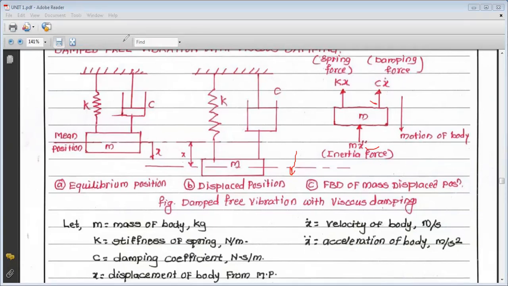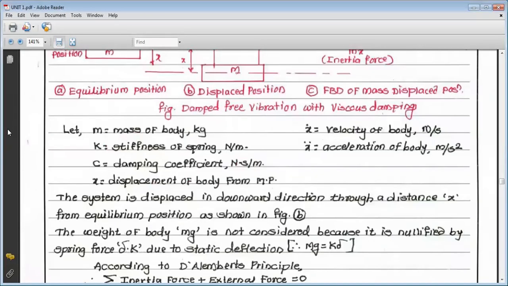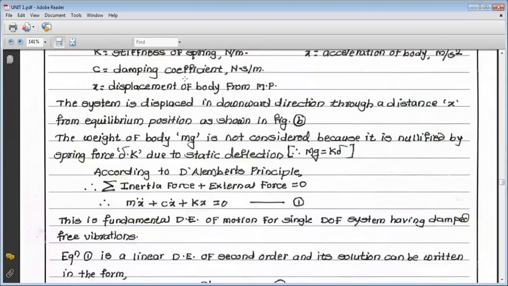So according to D'Alembert's principle, the algebraic sum of all forces acting on the body or system must equal 0. So the summation of inertia force plus all external forces must be 0. The inertia force is mx double dot, and the two external forces are the damping force, cx dot, and the spring force, kx. Now all directions are the same, so these are all positive. So mx double dot plus cx dot plus kx equals 0.